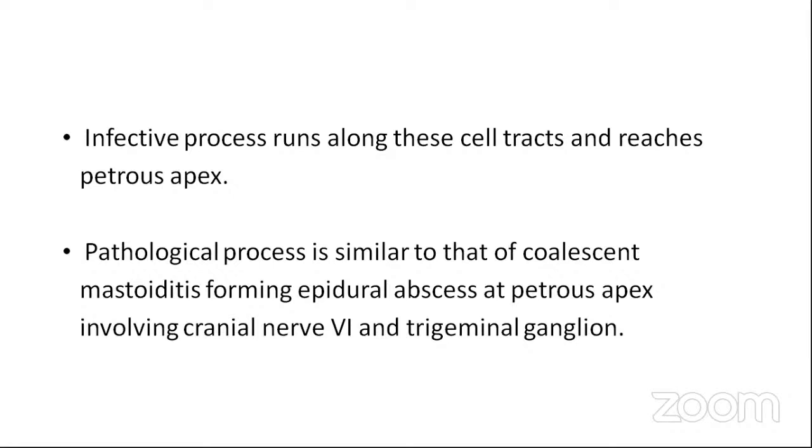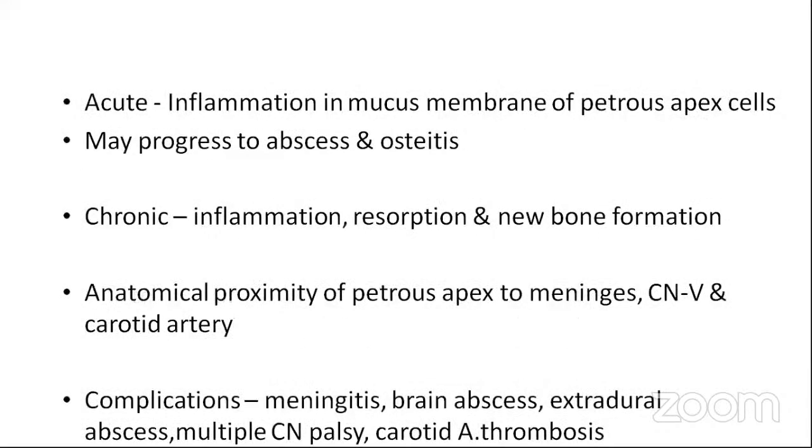The pathological process is similar to that of coalescent mastoiditis, forming an epidural abscess at the petrous apex involving cranial nerve 6 and the trigeminal ganglion. Acute inflammation in the mucous membrane of the petrous apex cells will progress to abscess and osteitis. There will be chronic cases, with inflammation, resorption, and new bone formation. The anatomical proximity of the petrous apex to the meninges can affect cranial nerve 5 as well as the carotid artery. So the complications are spread of abscess to the meninges producing meningitis, brain abscess, extradural abscess, multiple cranial nerve palsy, and carotid artery thrombosis.